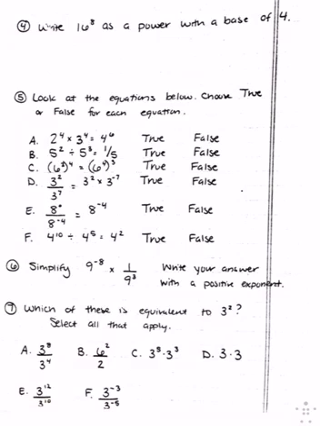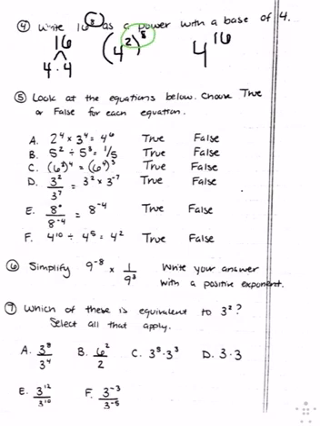Number 4, write 16 to the 8th as a power with a base of 4. So I'm going to break 16 down into 4 times 4. Notice I have 4 squared because I have 2 of them, and I still have my 8 because I haven't changed my exponent of 8. I notice now that I am raising to a power, which means I multiply my exponents, and I get 4 to the 16th power.